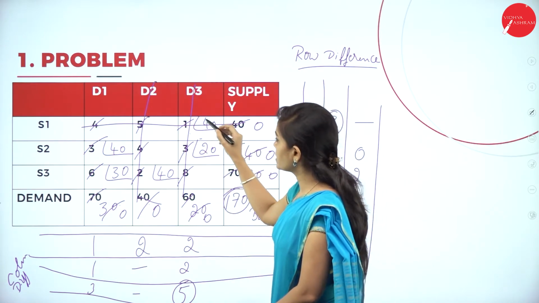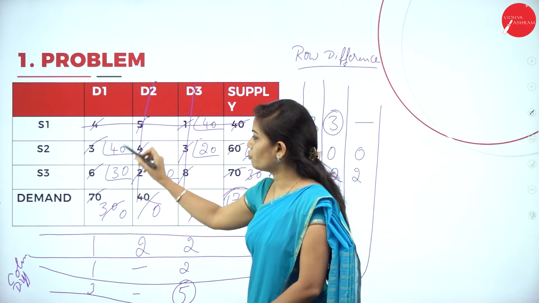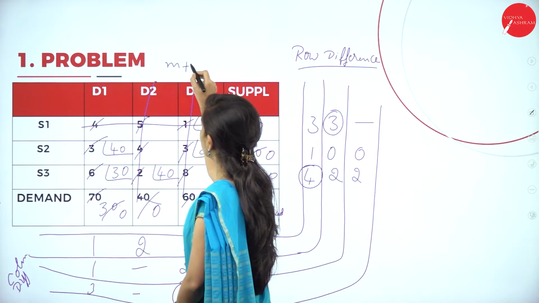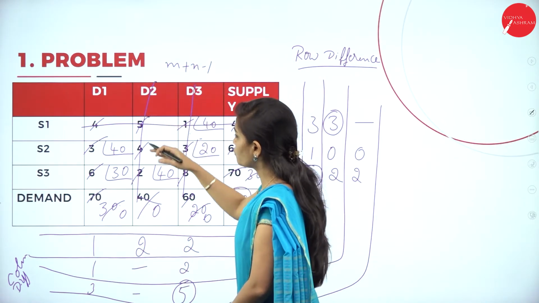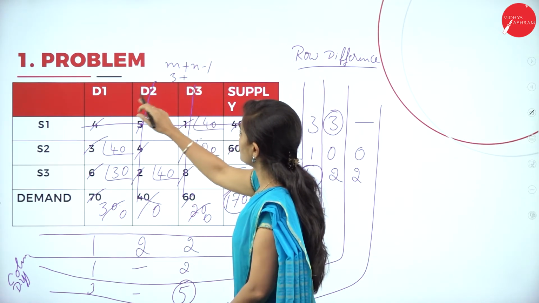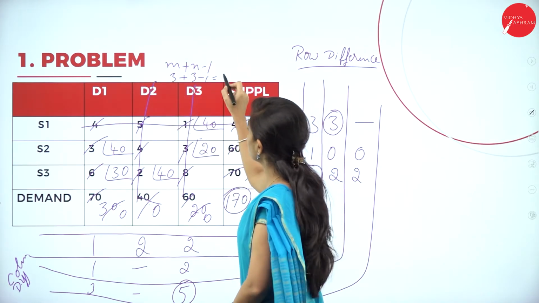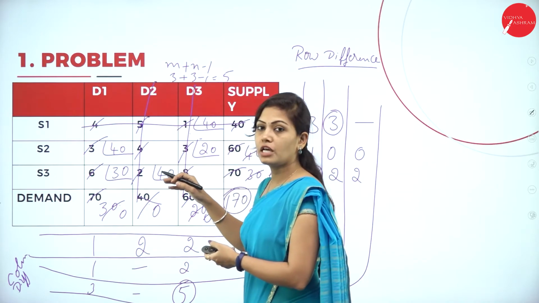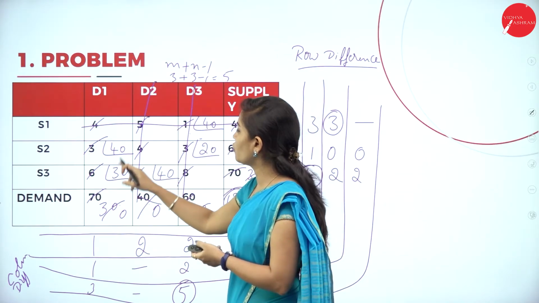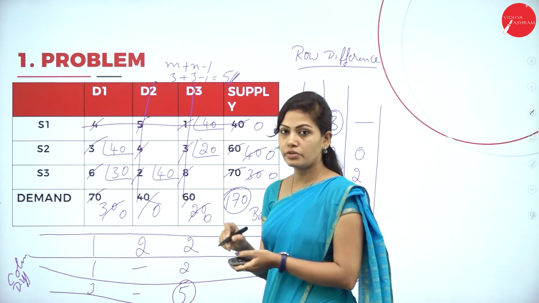So which is allocated cells now? 1, 2, 3, 4, 5. So m plus n minus 1. Number of rows 3 plus number of columns 3. 3 plus 3 is 6 minus 1 is 5. You just cross verify the allocated cell 1, 2, 3, 4, 5. So it has non-degenerate solution.